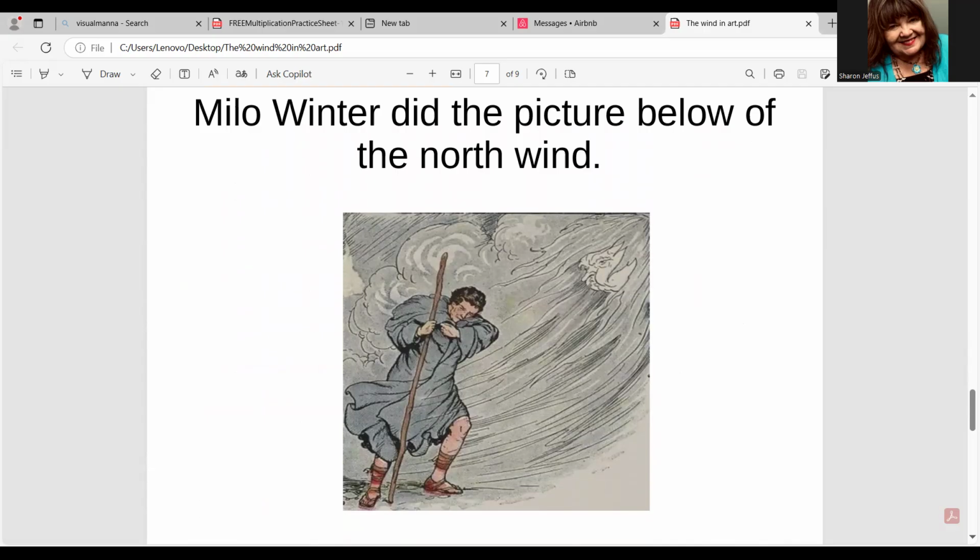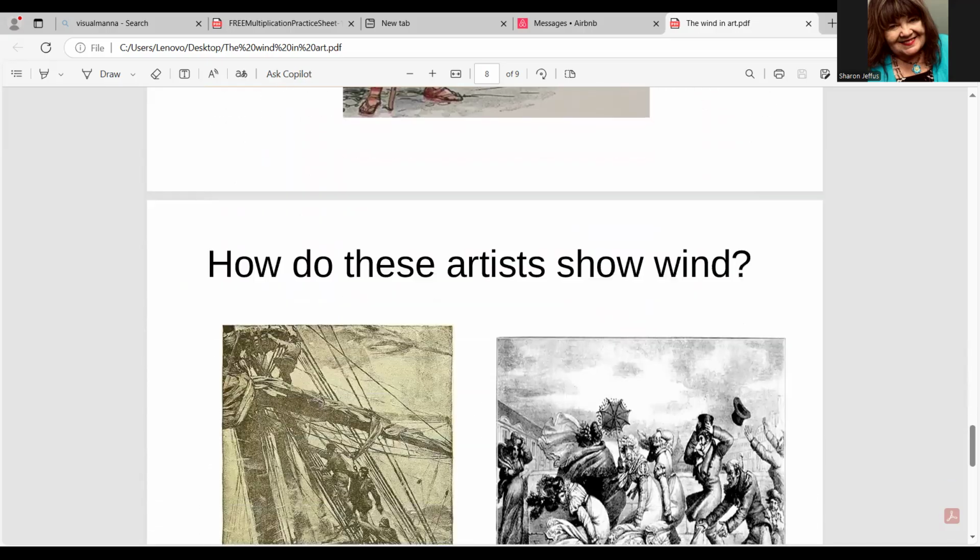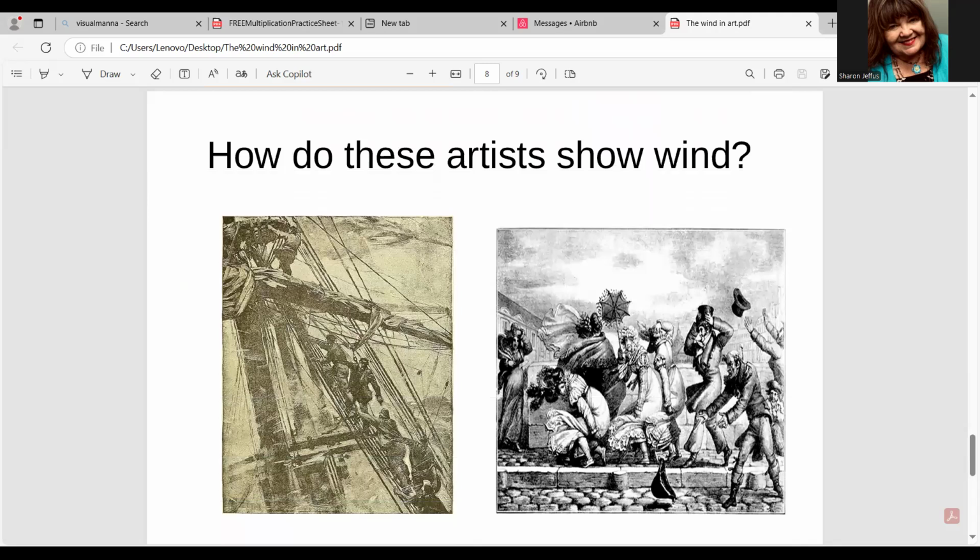When you add human characteristics to something that's not human, it's called personification, and you can see the man in the wind, the face in the wind, and again using diagonal lines. How did the artist show wind in these two pictures? The mast on the sail and using diagonal lines, it looks like a very windy day at the ocean.